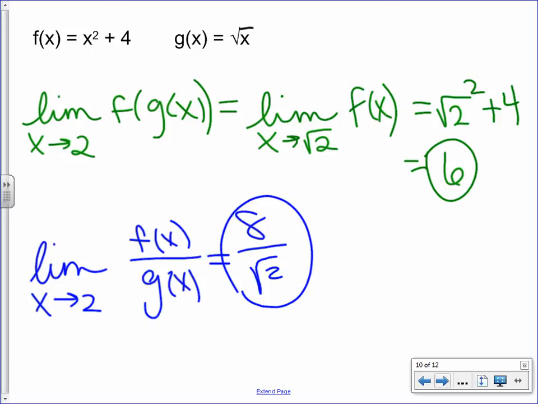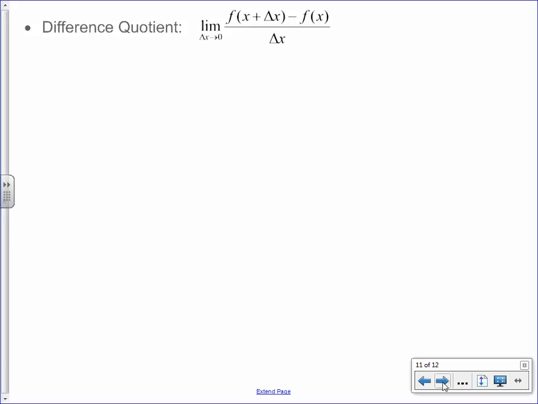Okay? Last thing that we need to talk about is the difference quotient. This is very, very, very important. This is the difference quotient. Write it down. Does it look familiar? Okay, instead of delta x, you might have used an h on your summer homework and on your quiz the other day. Delta x means what? Change of x.